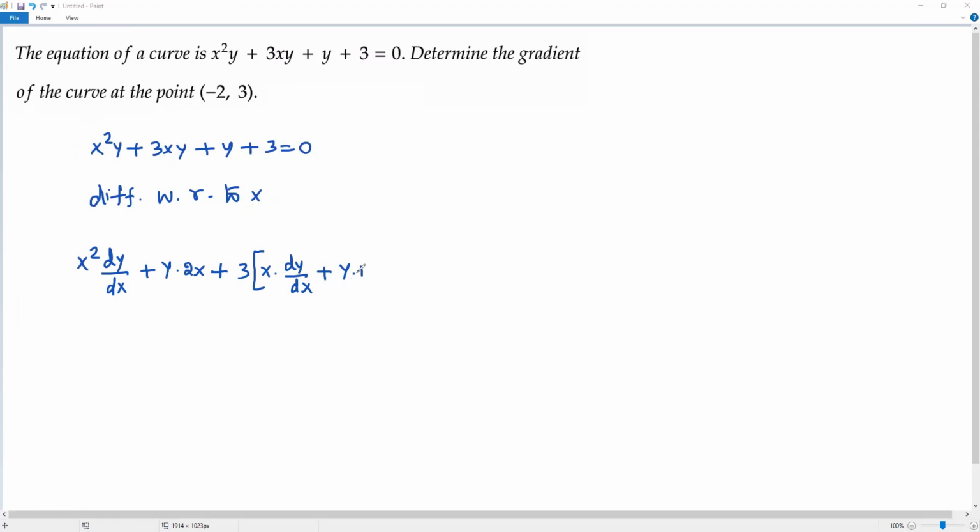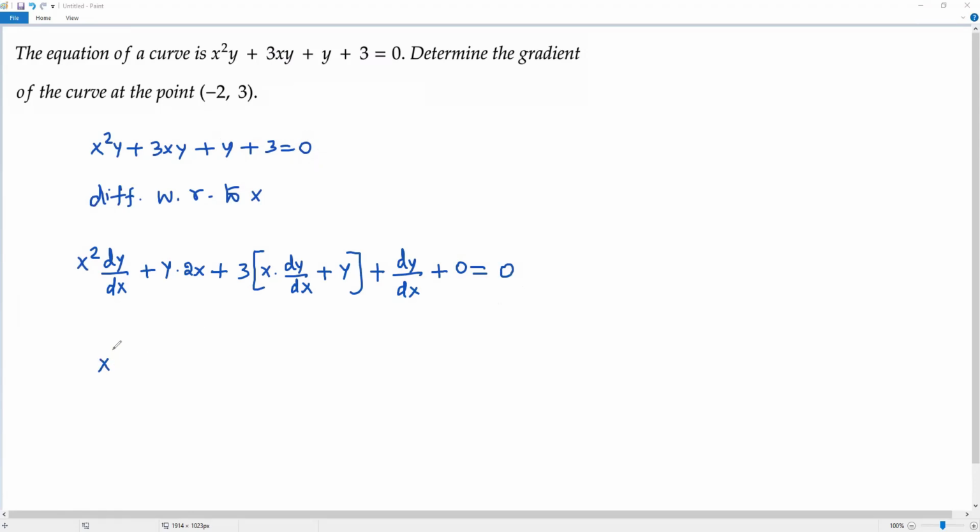So y times 1 is just y, positive. The derivative of y with respect to x is dy/dx, positive. The derivative of a constant is 0. On the right side, we have 0, and the derivative of 0 with respect to any variable is 0.